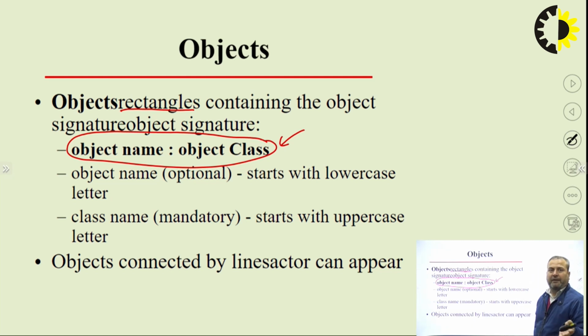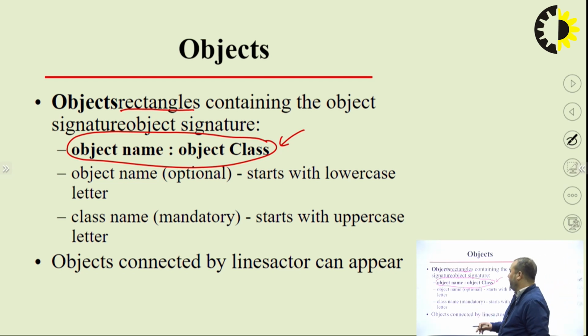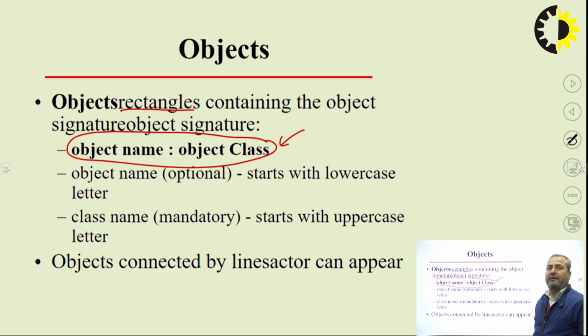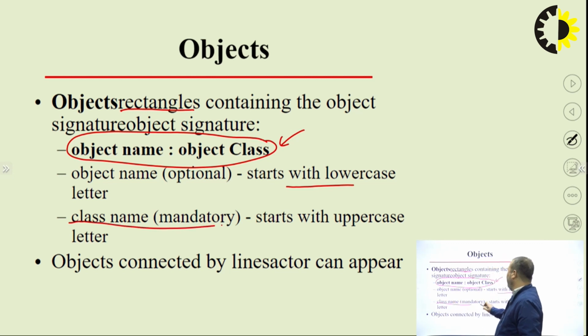Every object will belong to some category of similar kind of objects. So that is the class. The object name is even optional. It is not mandatory that you write the object name. Even an object diagram may include only the class. Object name starts with a lowercase letter. This is also the standard to represent that. Class name is mandatory. While you draw an object, class name is always mandatory.